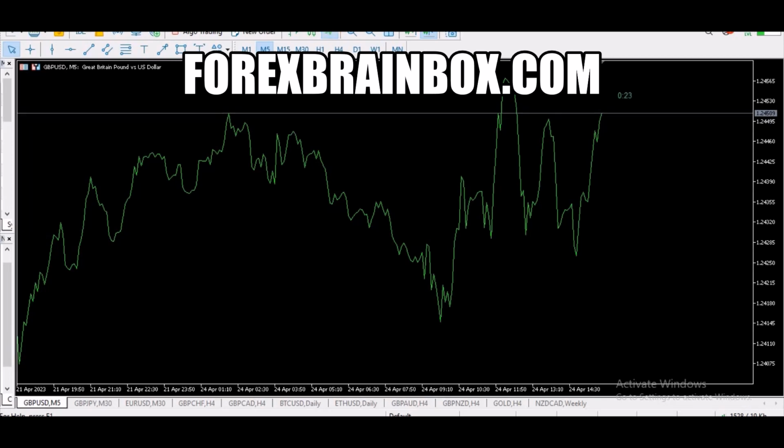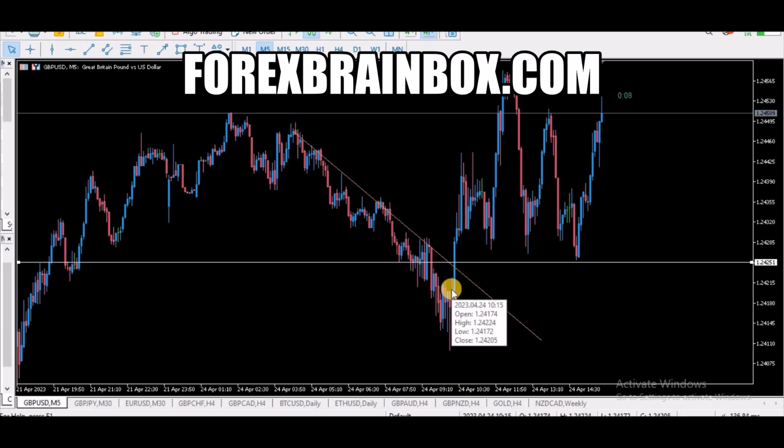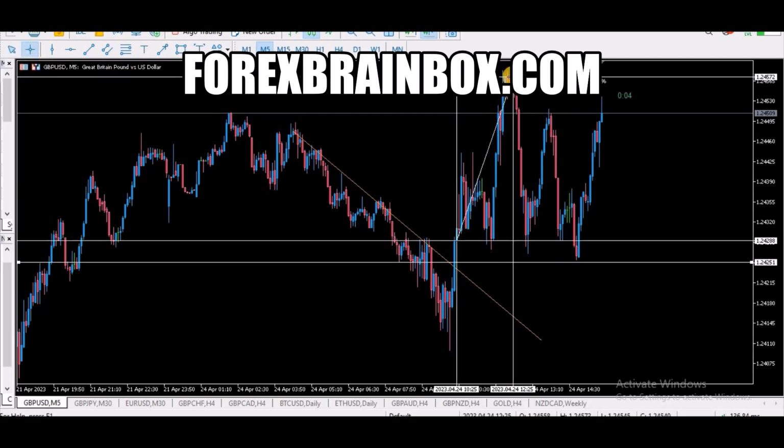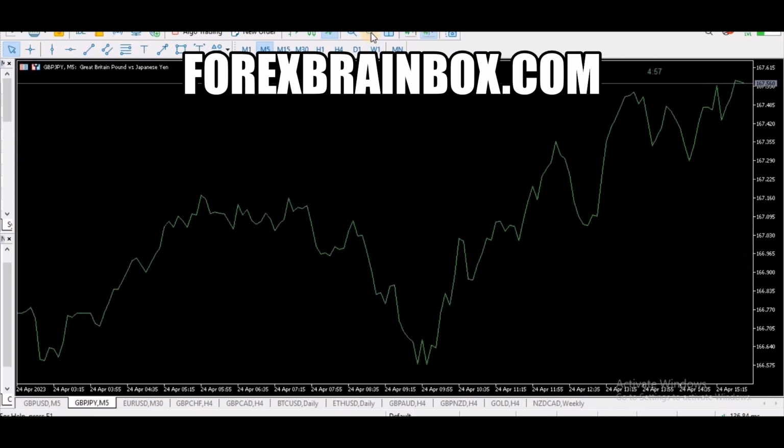So on our GBP/USD, you can find a structural formation here as well, and I'm going to complement this with a horizontal line, and you can see the huge candle breakout, and that was it. Market went all the way. And let's see if we can find any on our GBP/JPY.